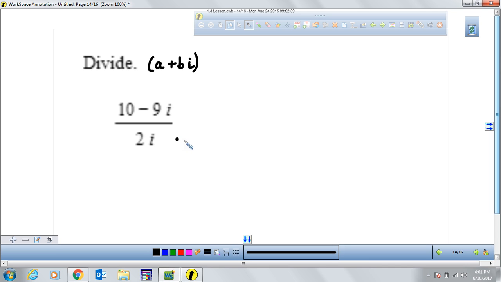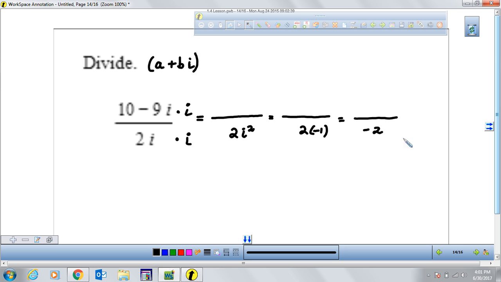We multiply it by itself. So I only need to multiply the i because the i is the radical. The 2 doesn't have a radical, just the i. And you do the same thing to the numerator. So if you look at the denominator, 2i times i is going to be 2i squared. But then the i squared, we already said is equal to negative 1. And 2 times negative 1 is going to give us a negative 2.